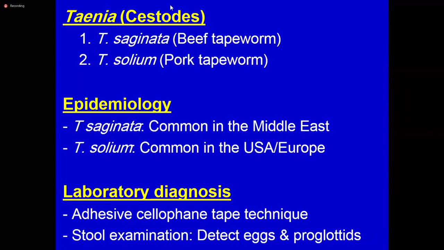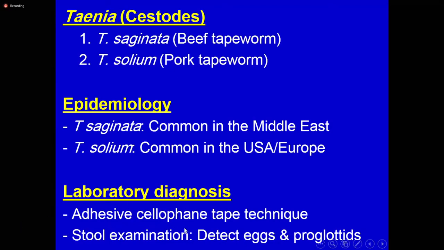Taenia is a cestode, similar to Echinococcus, a tapeworm. Taenia saginata and Taenia solium. Saginata is mainly in beef, in cattle. Solium is the pork tapeworm, in swine. So Taenia saginata is the beef tapeworm and Taenia solium is the pork tapeworm. Taenia saginata, as you know, because in the Middle East they use beef, is common in the Middle East. Taenia solium is common in the US and in Europe.